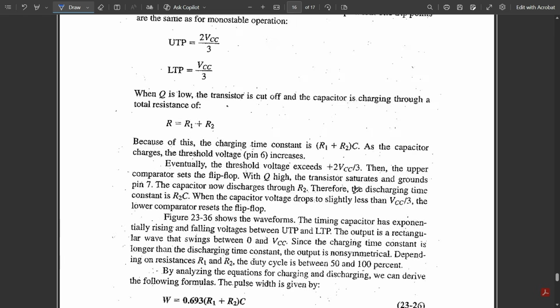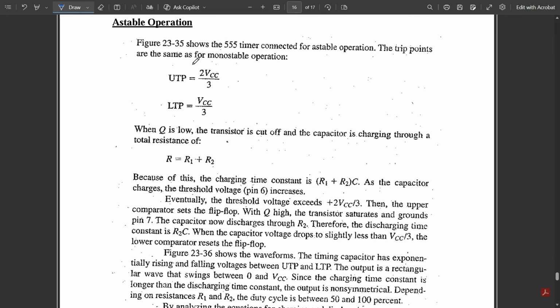Okay, what is the change here? I'll tell you. You see here the triple five timer connected for an astable operation. The trip points are the same as for the monostable operation, as I've told you. UTP is equal to 2 VCC by 3, LTP is equal to VCC by 3. So when Q is low, the transistor is in cutoff state, and the capacitor is in charging state through a total resistance.